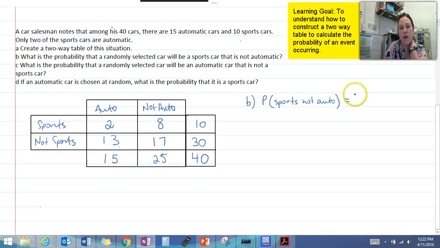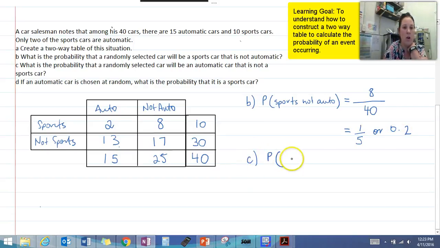So remember, we're looking for our number of outcomes that suit this over the total number of outcomes. So that will be a sports car that is not automatic. So we want to look at all of the sports cars, all of the cars. So that's 40 cars in total that there are, and we want a sports car that's not automatic. So there were 8 non-auto sports cars, so 8 over 40, and then we can go about simplifying that, and that becomes 1 over 5, or 0.2.